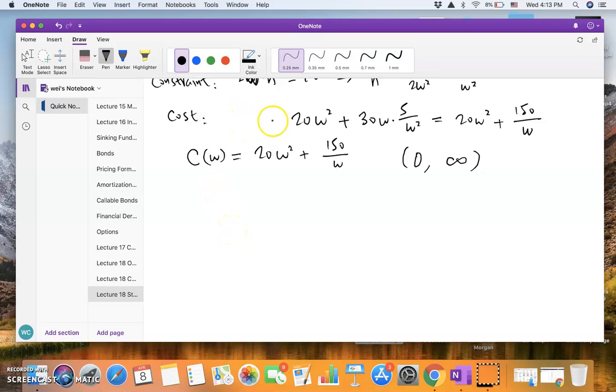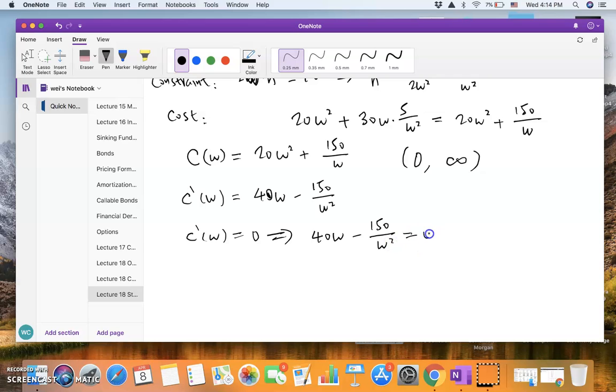Now next, to find the minimum value, let's take the derivative first. So the derivative is 40w minus 150 over w squared. Next, to find the critical point, we let the derivative be 0, so we have 40w minus 150 over w squared equals 0.